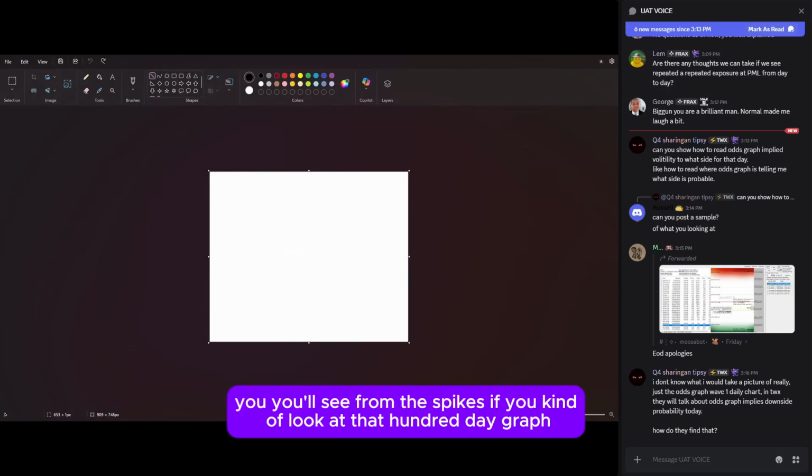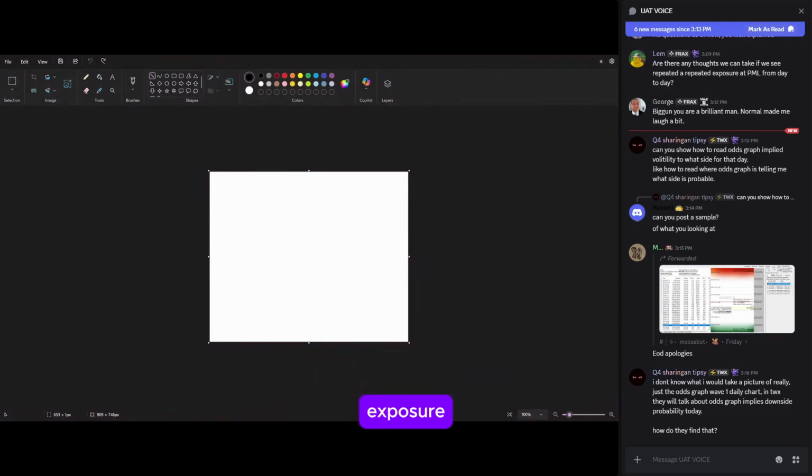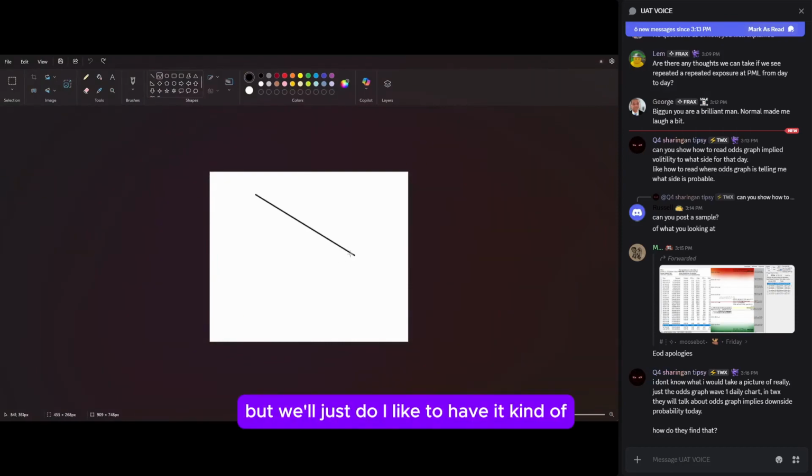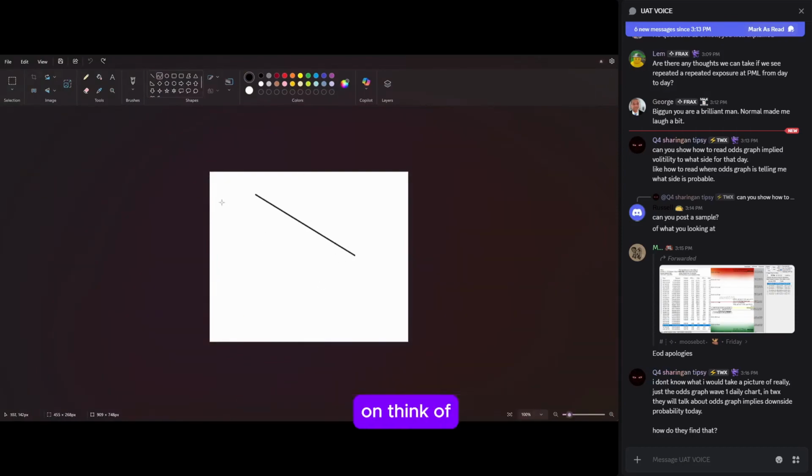Look at that 100-day graph, look at where the positive exposure is occurring and compare that to the length of the maximum negative exposure, and you'll see a noticeable difference. So that absolute exposure would be positive, but I like to think of going down as positive on your axis. Hopefully this isn't confusing people.